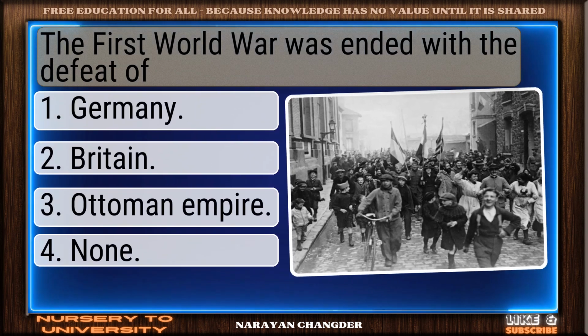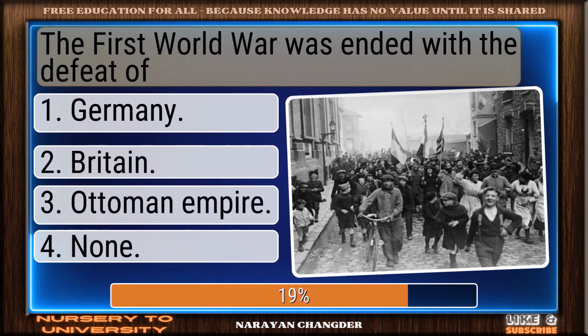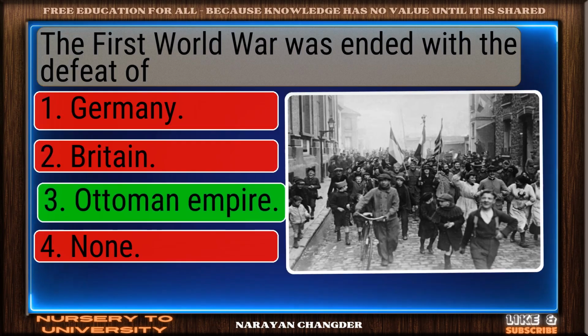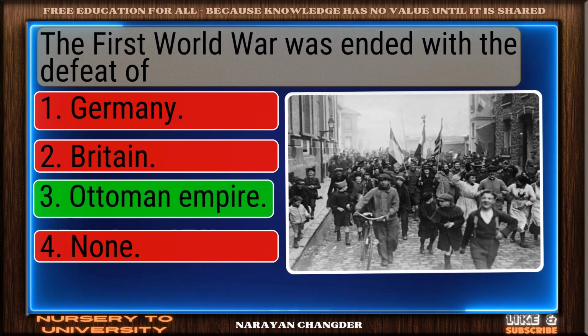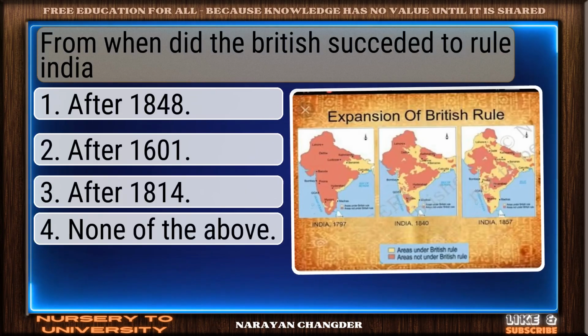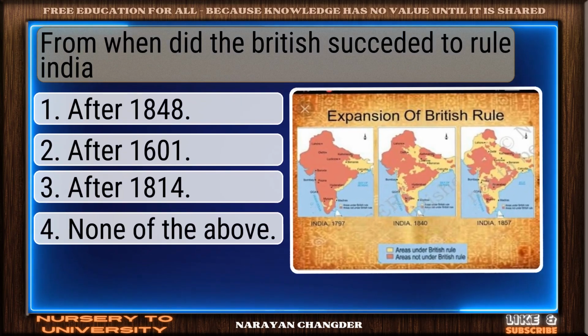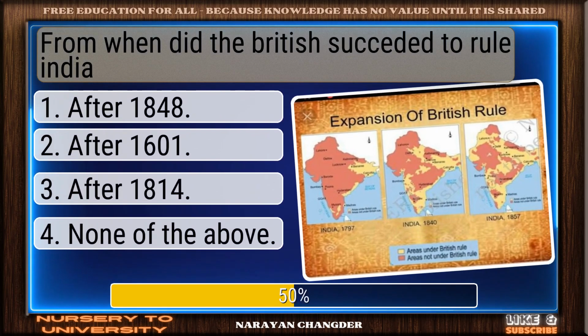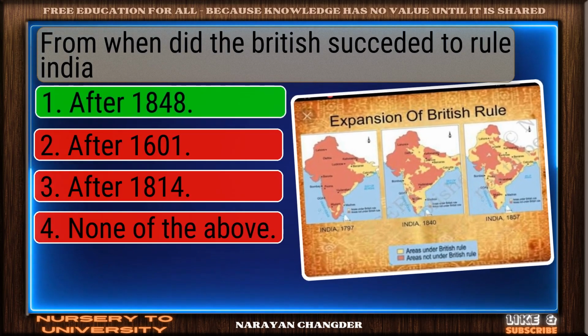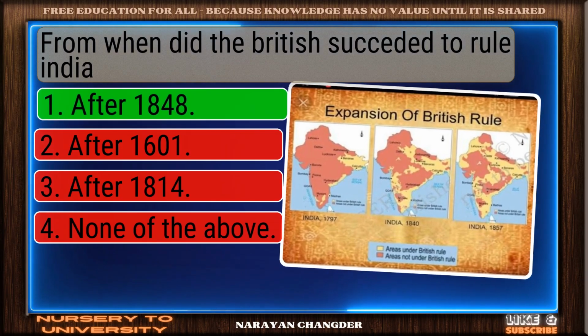The First World War ended with the defeat of... Well picked. Ottoman Empire is correct. From when did the British succeed in ruling India? Excellent. After 1848 is well reasoned.